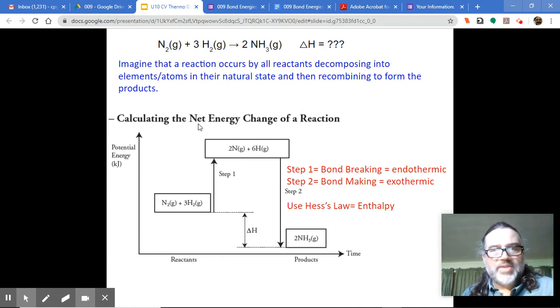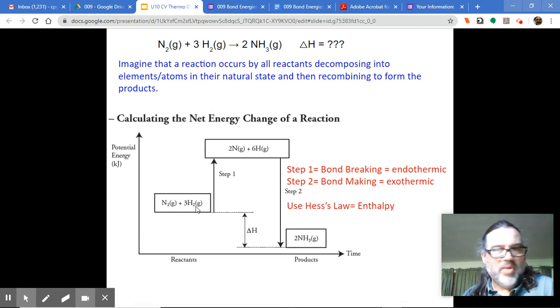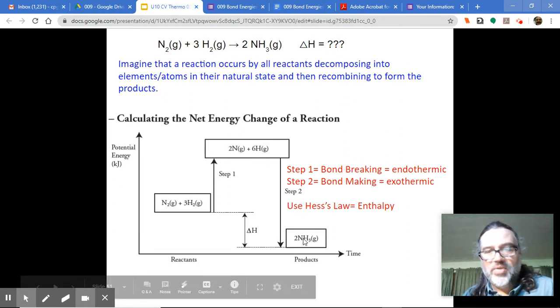So what we're going to imagine, and what they imagine in the POGIL, is that the reaction occurs by all the reactants decomposing into the elements in their natural state and recombining to form the product. So in this important Haber process reaction, where nitrogen and hydrogen react to form ammonia, what we want to do is imagine a step where, what if, and this isn't really how it happens, but what if everything just broke apart into atoms, 2 nitrogen atoms, 6 hydrogen atoms. And then those 2 nitrogen atoms and 6 hydrogen atoms, like Legos, could click into a new arrangement of 2NH3.